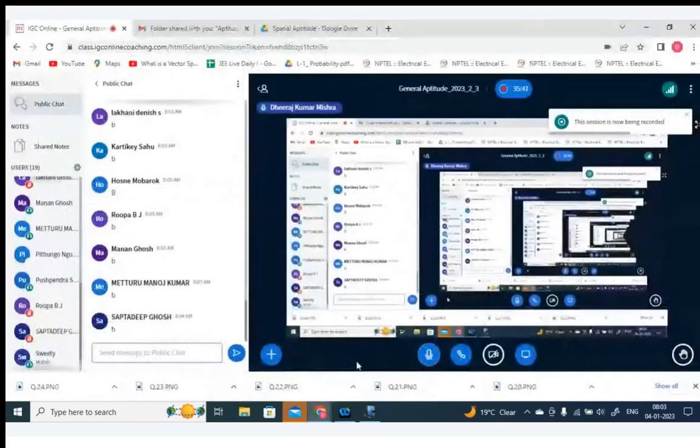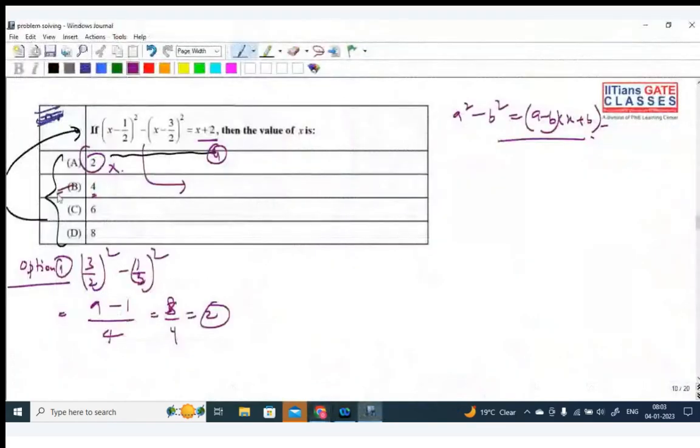So you don't have to solve it. Don't solve this kind of question if they have given the options. The second method is, this kind of question you can do just by going through the options. It will take only 40 seconds to verify.